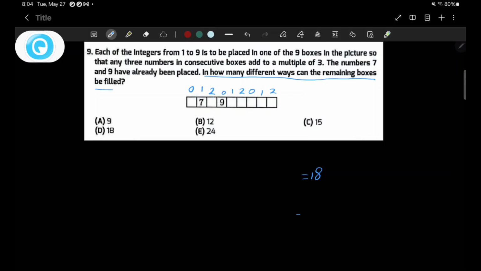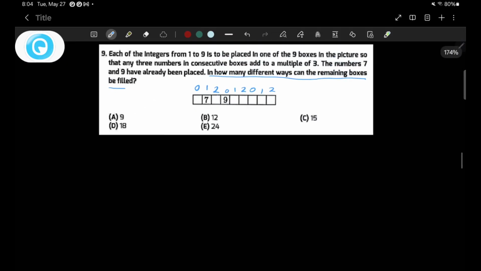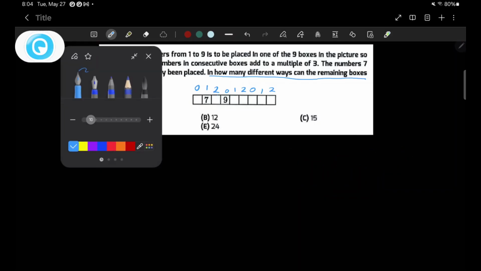Since all the concepts are clear, I'm just removing this to create some space around the question. The remaining numbers that we have are 1, 2, 3, 4, 5, 6, and then 8. So let's write down what the remainder with them is: 0, 0, 1, and let's color code all of this. Okay, this will make things easier.